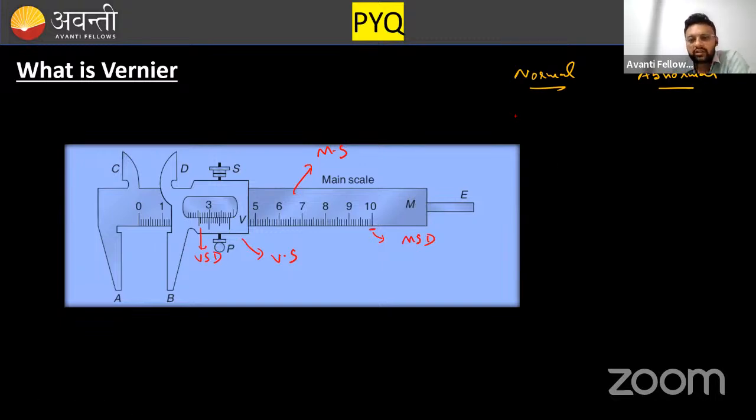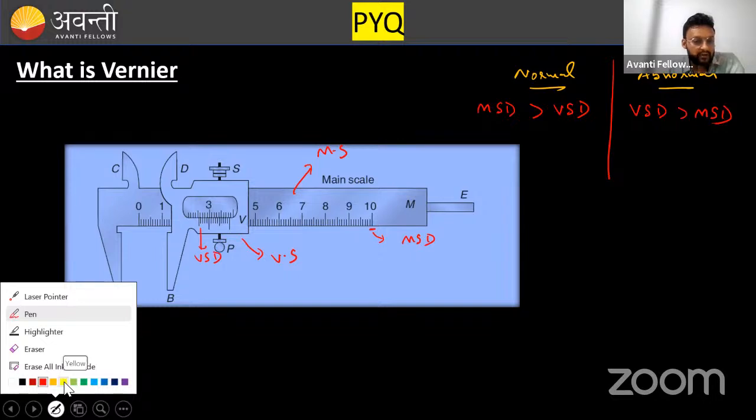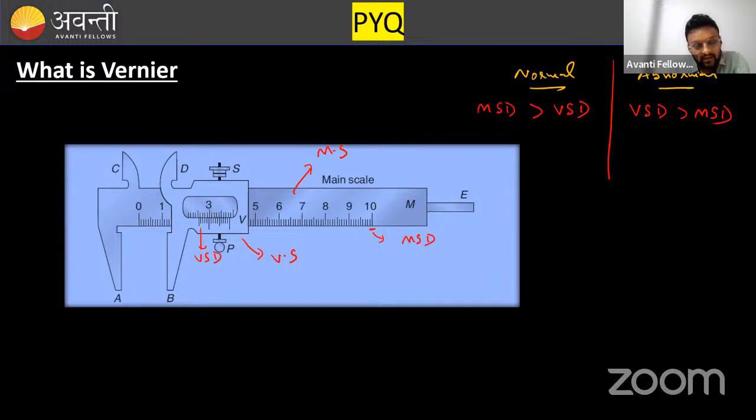First thing is clear. Now, what is normal vernier? In which one main scale division is larger than vernier scale division. This is your normal vernier. And what is abnormal? In which vernier scale division is larger than main scale division. Try to note down everything. Now I will ask you whether it is abnormal or normal. I will say 9 MSD is equal to 10 VSD. Normal or abnormal?